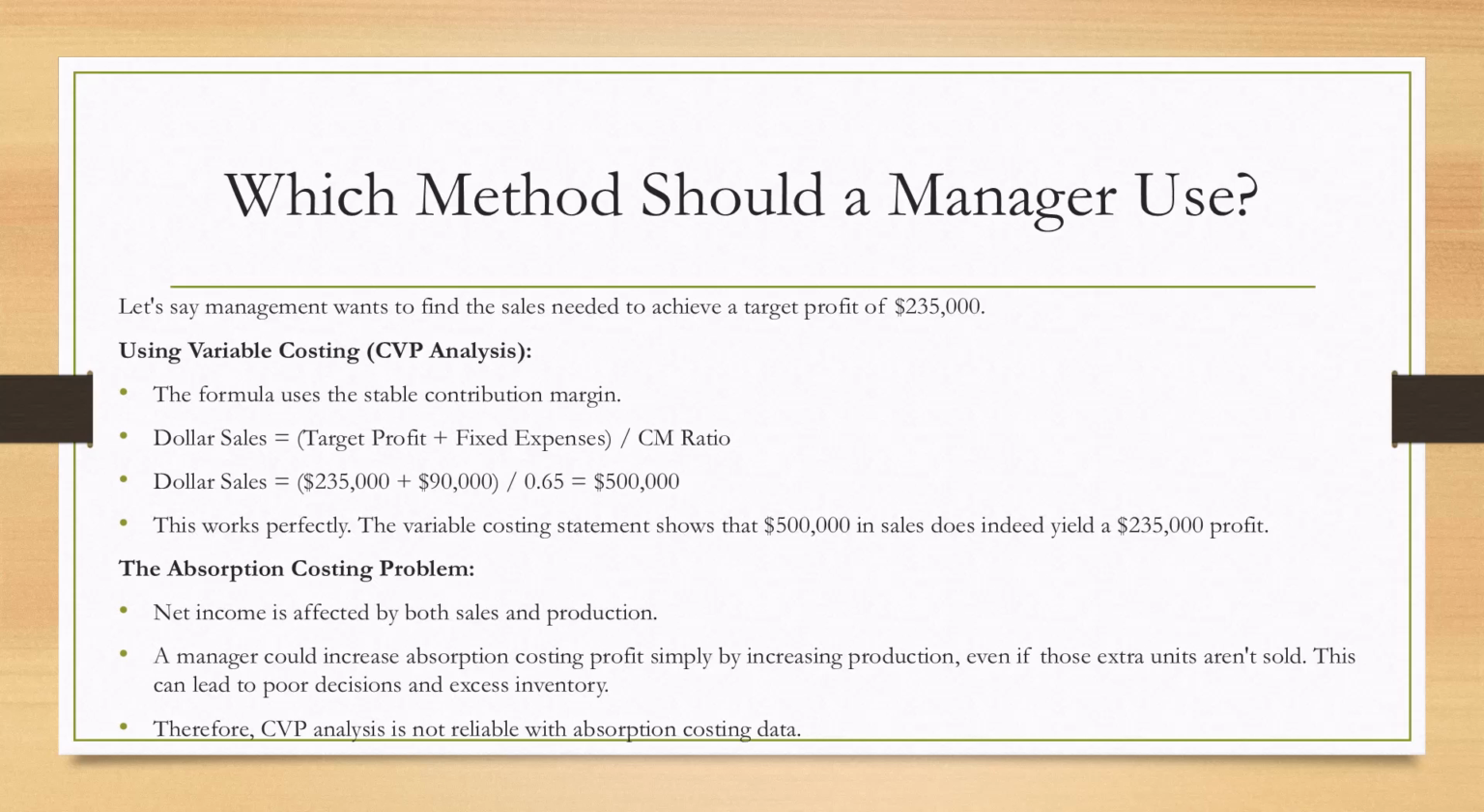Now, consider the problem with absorption costing. Under this method, net income is affected by both sales levels and production levels. This means a manager could potentially increase the company's profit under absorption costing simply by overproducing, even if those extra units are not sold. This can lead to very poor decisions and wasteful excess inventory. For this reason, CVP analysis is simply not reliable when used with absorption costing data.